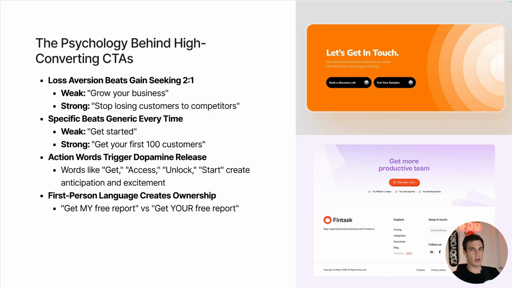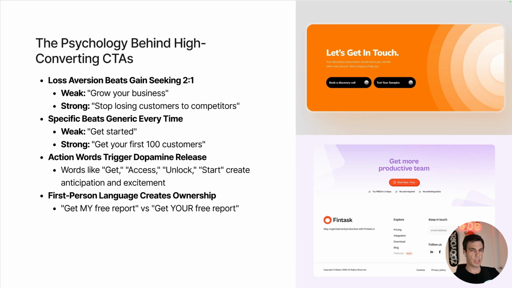Let's get into the psychology behind high converting call to actions real quick. Loss aversion beats gain seeking 2-1. Something weak would be along the lines of grow your business, whereas something strong would be stop losing customers to competitors. Specific beats generic every time. Something weak would be get started versus something strong would be get your first 100 customers.